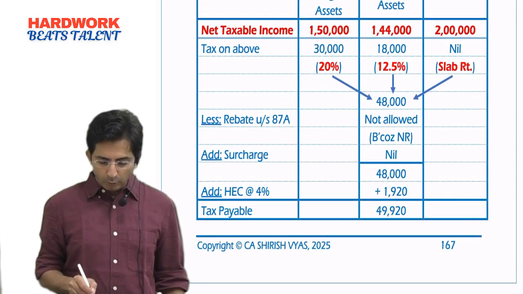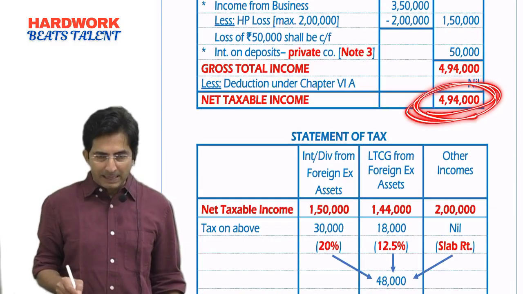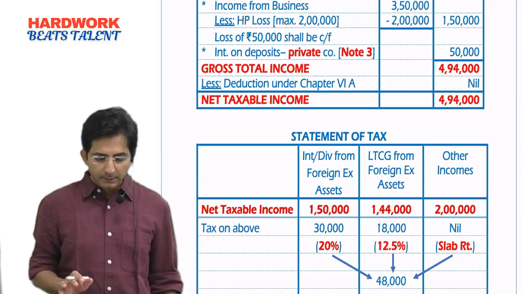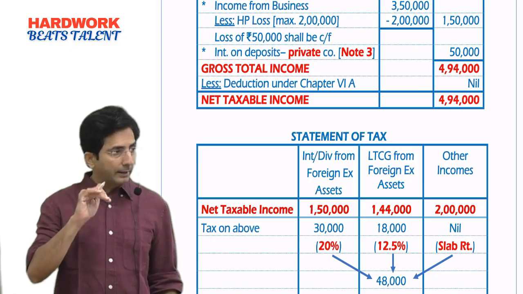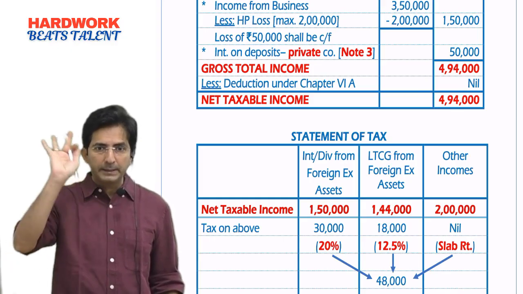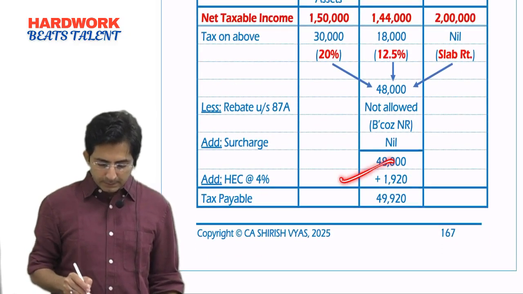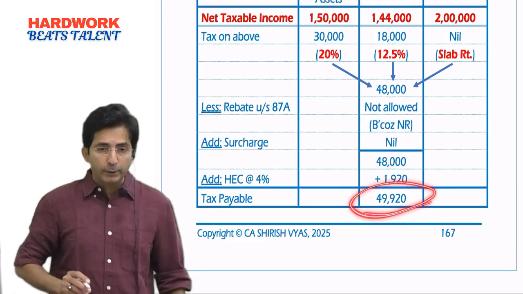So, rebate is not allowed. Surcharge comes only when the income is above 50 lakhs. Here it is not above 50 lakhs. Don't forget, he is an individual person. We are applying the rule of individual taxation, not companies. Health and education cess is there, and your tax comes to 49,920.